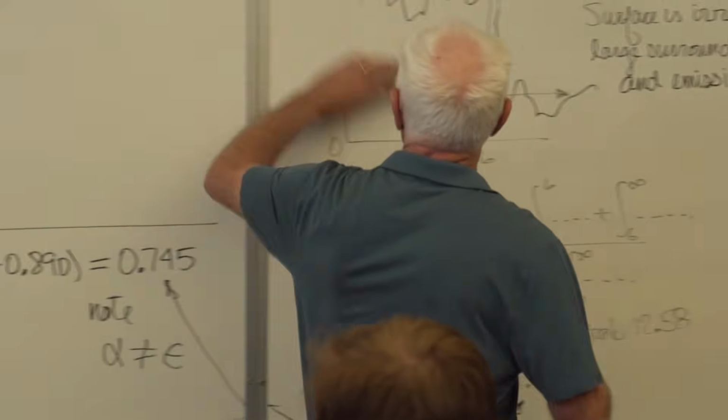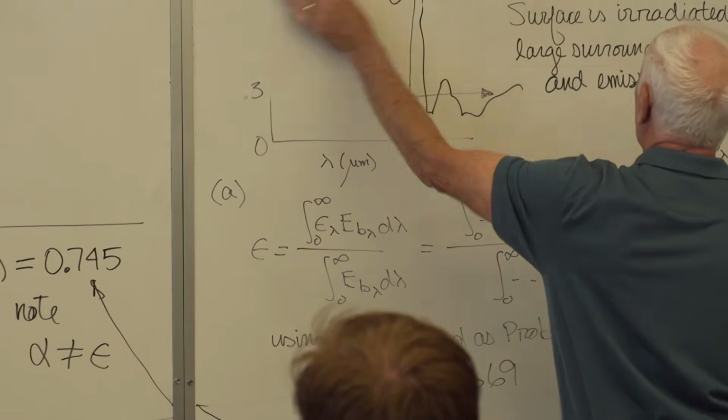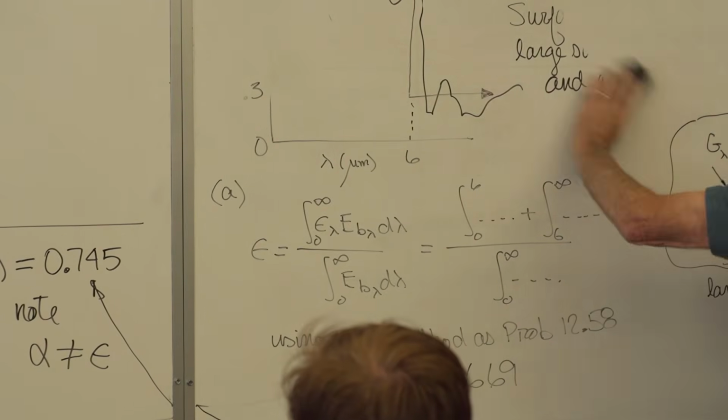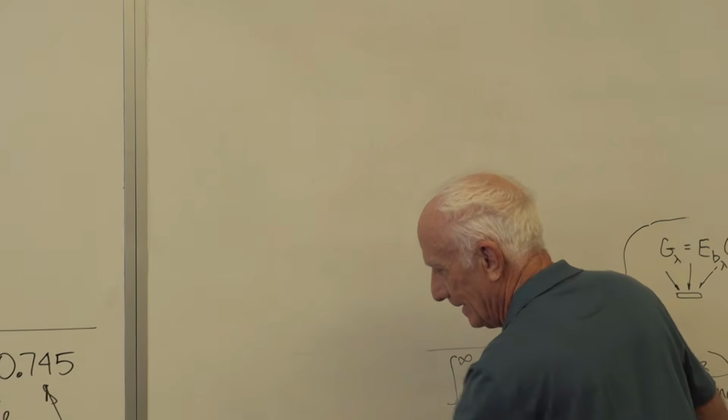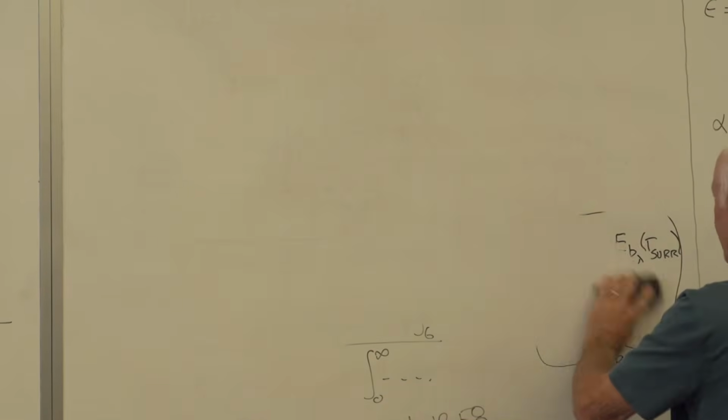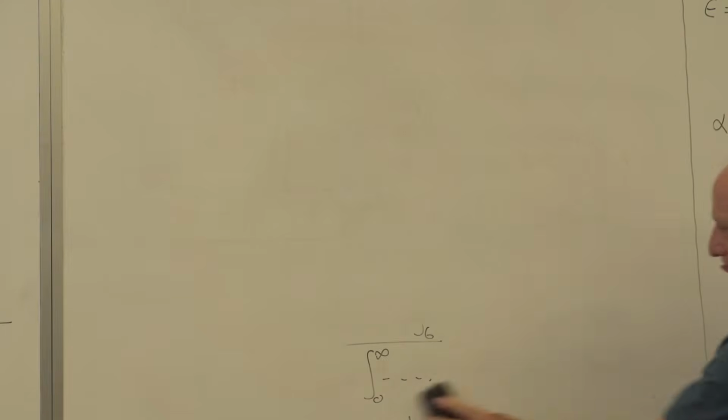Okay, now, one last thing. When you're reading chapter 12, you might come across, and you will if you're reading it, a term called the intensity of radiation. It's capital I, the intensity of radiation.